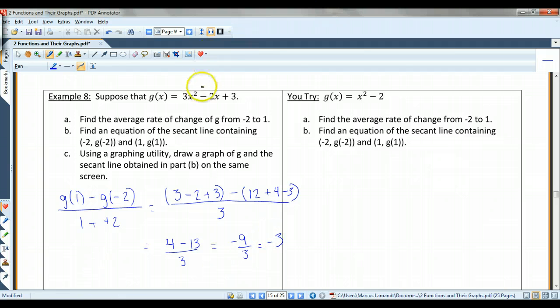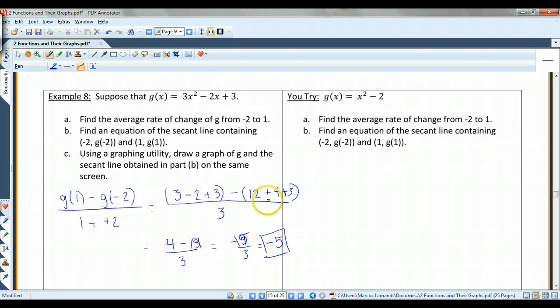You know what? I just realized I made a little mistake. This is a plus 3 here. My bad. So this would be 19, which makes this a negative 15, which makes this a negative 5. There we go. Let me write that a little bit neater. So negative 5 is the average rate of change. Okay. Part B.